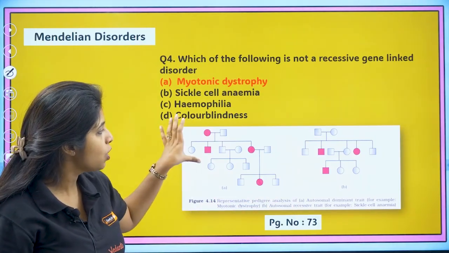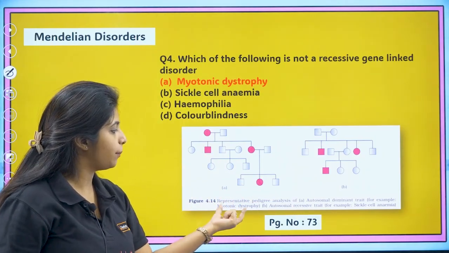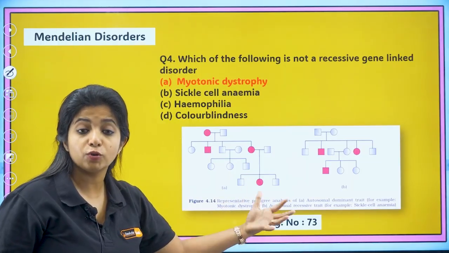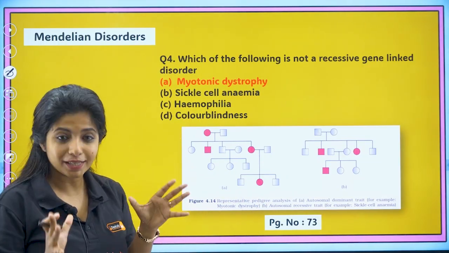This is given on NCERT page number 73. If you see this diagram, they have given a pedigree chart, and under that they have mentioned that this is an example of myotonic dystrophy, which is an autosomal dominant disorder. You do not see it in the explanation part, so do not miss this.